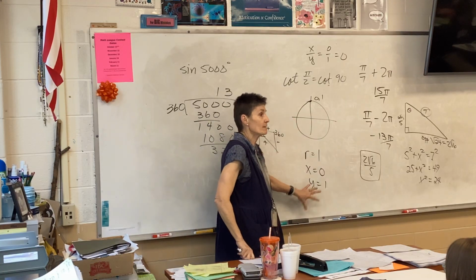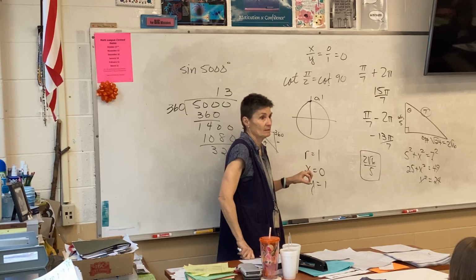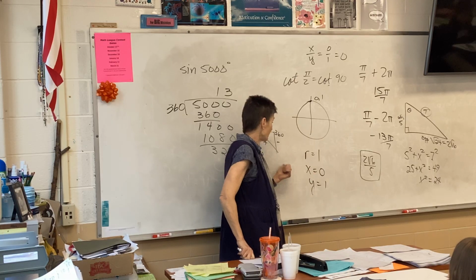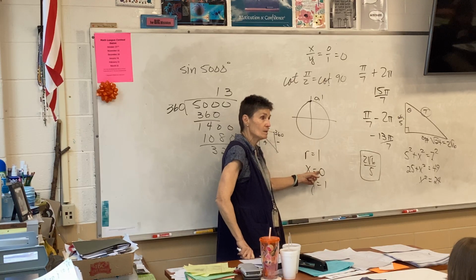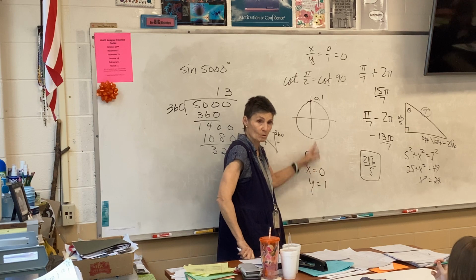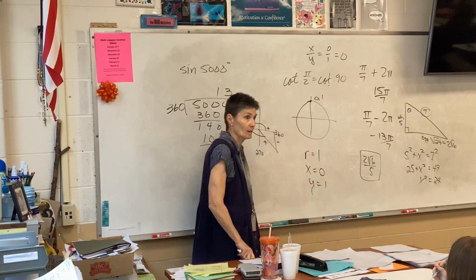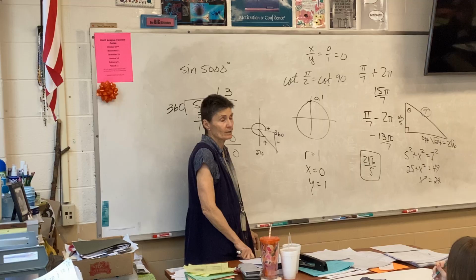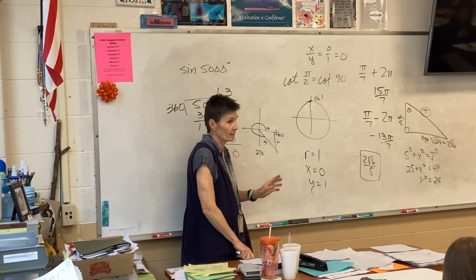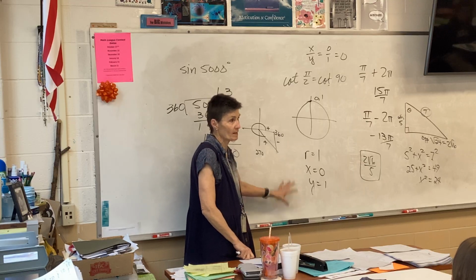These are the kinds that can be undefined. This one's not, but if it had been 1 over 0, that would be undefined. So these ones can be undefined. If you're drawing a triangle, you won't get undefined. This is where they come from. They come from the circle.